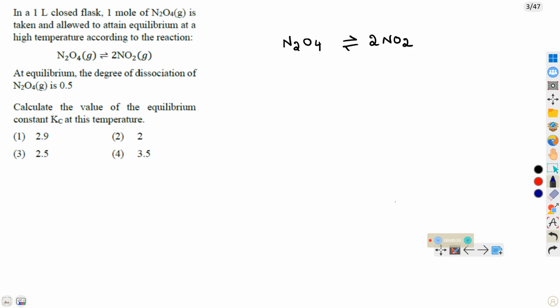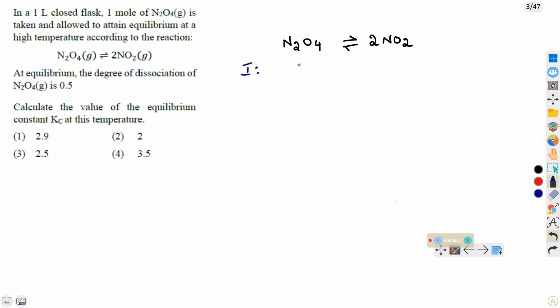In a 1 liter closed flask, 1 mole of N2O4 is taken and allowed to attain equilibrium at a high temperature. According to the reaction, N2O4 gives rise to 2 moles of NO2. At equilibrium, the degree of dissociation of N2O4 is 0.5. Calculate the value of the equilibrium constant.